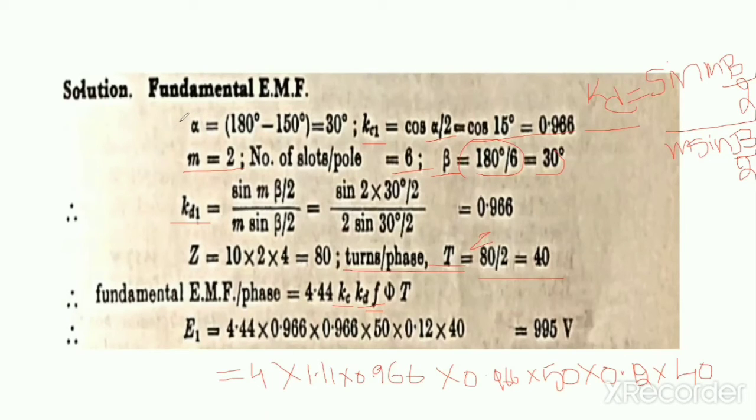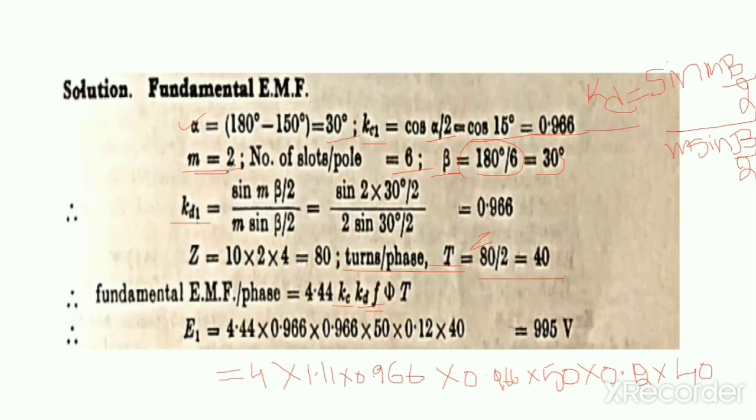First, we calculate the alpha value by using the coil span. What is the formula for obtaining alpha? That is equal to 180 degrees minus coil span, that is 150 degrees. That will be equal to 30 degrees. Therefore, Kc1, that is the coil span factor, is equal to cos alpha by 2. Then we obtain the coil span factor.